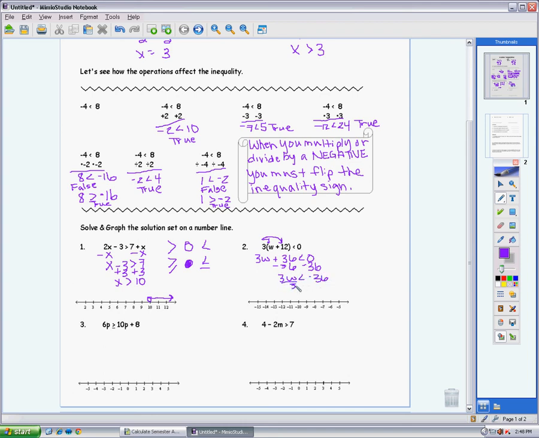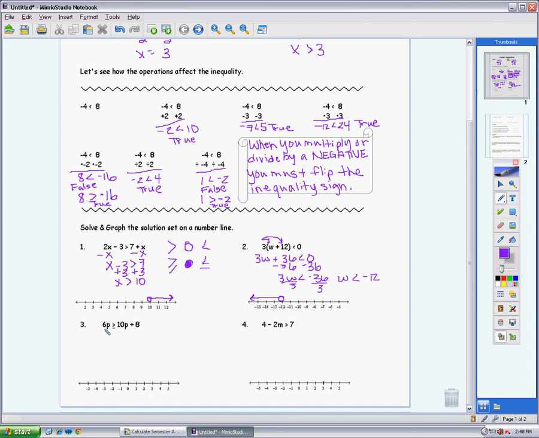And I'm going to divide by 3. And w is going to be less than negative 12. Okay, so w is less than means I'm going to have an open dot, and less than negative 12 means all of these numbers to the left of negative 12, all of the numbers that are smaller than negative 12.